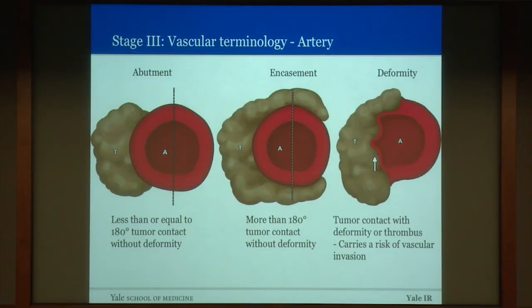So someone gets a CAT scan, they see an artery, they see the tumor is next to the artery. This is how the report needs to be dictated. If they say abutment, that means the tumor is involving less than half the vessel. If they say encasement, it means the tumor is involving greater than 180 degrees of the vessel. And then there's also a descriptor term called deformity, which means there is solid tumor intimately involved next to the vessel, and there is irregularity within the lumen of the vessel.